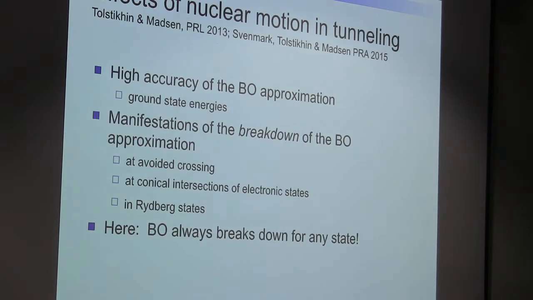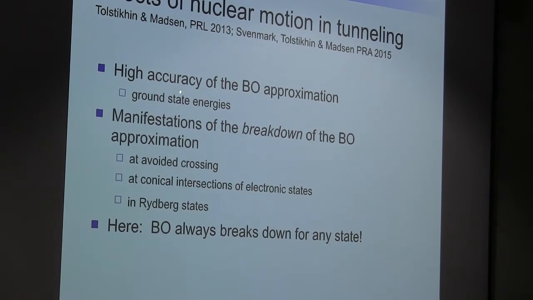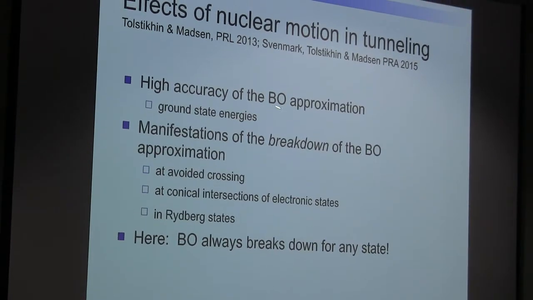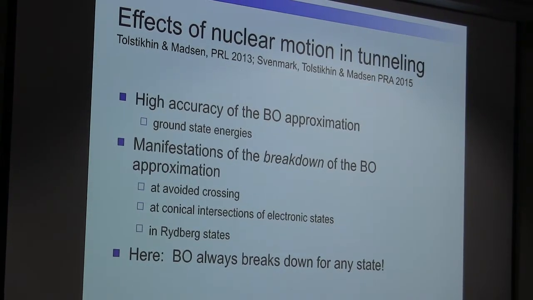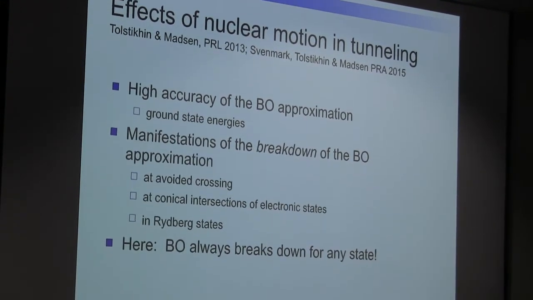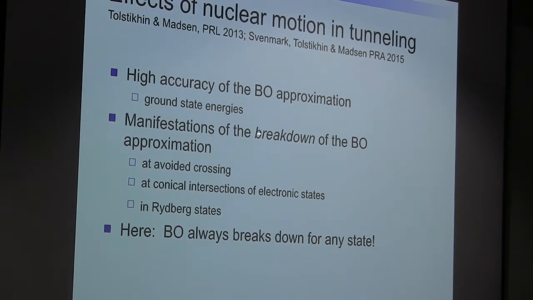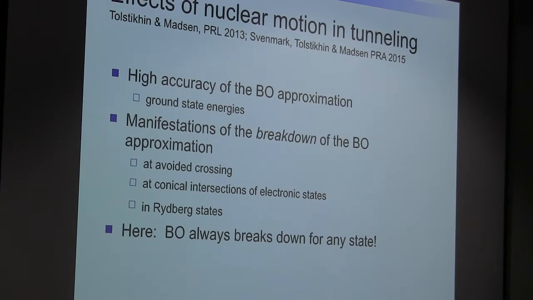So then I want to spend the last couple of minutes discussing nuclear motion. And here I will spare you the derivation of formulas, but more give you some physical feeling of what can be expected. So we have in AMO physics many situations where the Born-Oppenheimer approximation is extremely accurate. We can calculate ground state energies to any precision, basically. But we also have at the same time a series of manifestations where the Born-Oppenheimer approximation breaks down.